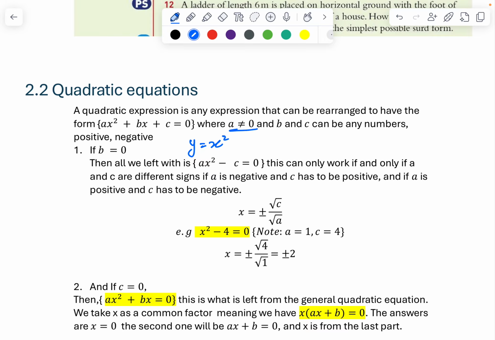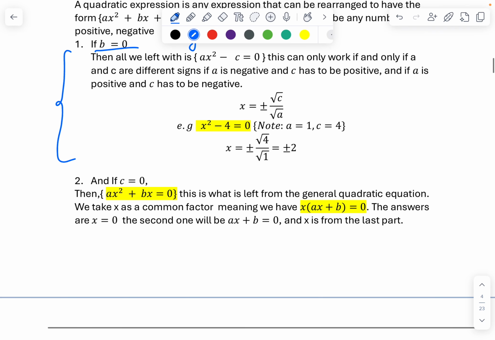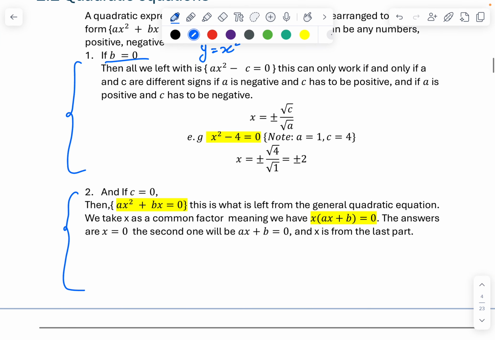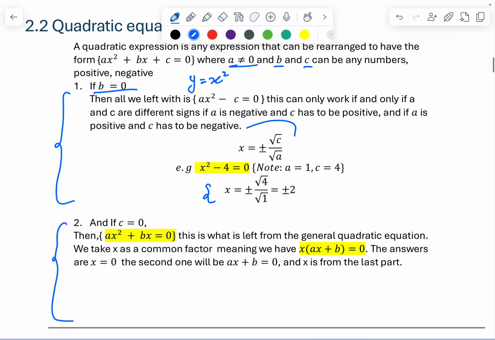Now b and c can be any number, but if b equates to 0, then we have this situation applying. And if c equates to 0, then we have this situation applying, where we can find the value of x using the following fact. This is very important, and if you know how to apply principles, it's very easy to come to these conclusions. So how do we get to this answer, which you'll be using?